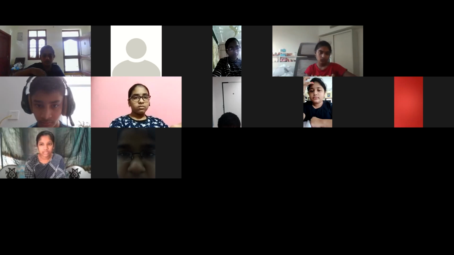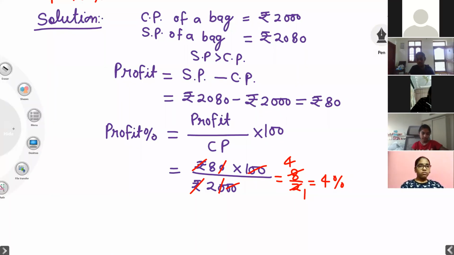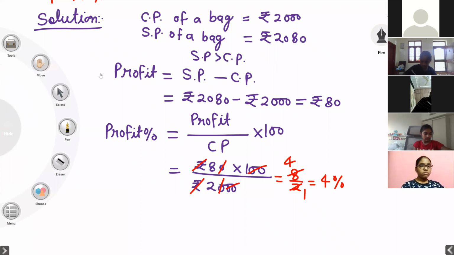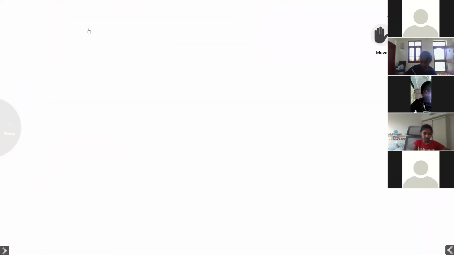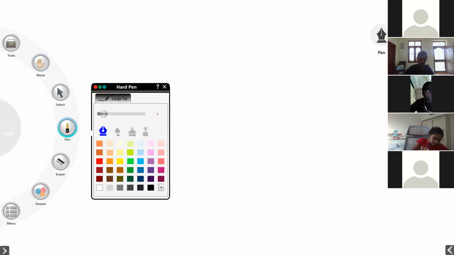Example 2. Students, now which examples am I going to give? These two examples are very, very important questions. They ask 4 marks questions in the examination. Note down example 2.